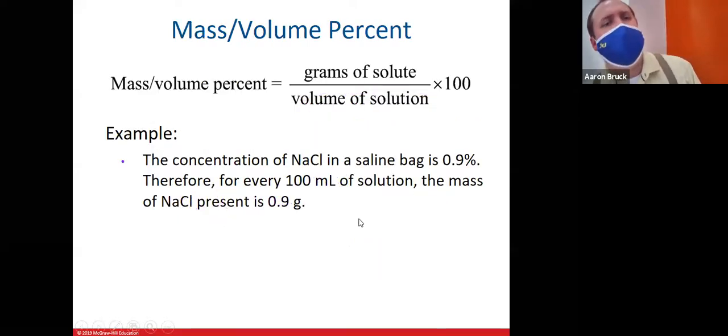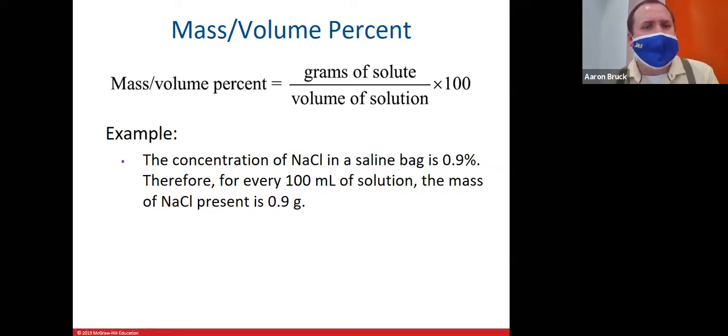All right. The third type of calculation is something called mass volume percent. Now, mass volume percent is a little bit different. Where we see this most often are solids dissolved in water, usually. So probably one of the most common applications is in the medical field. You know, nursing, ER, EMT. If you've ever encountered a saline bag, that saline bag is 0.9%.